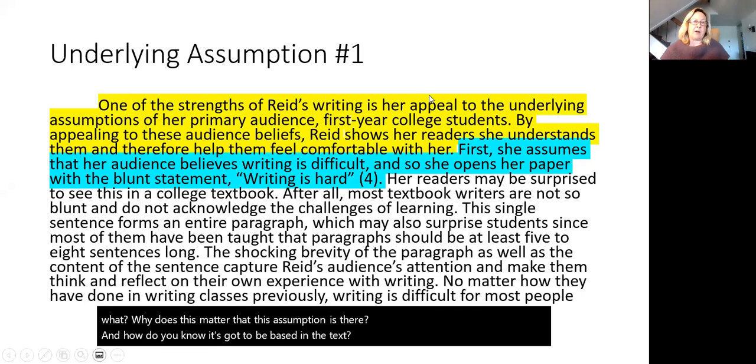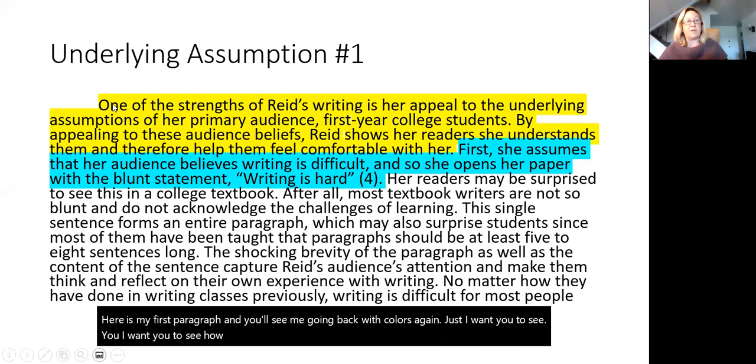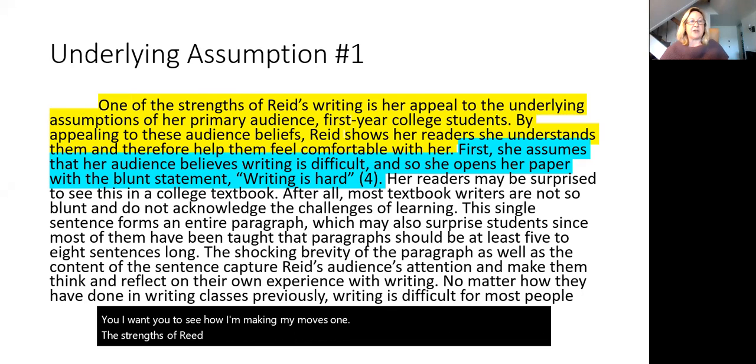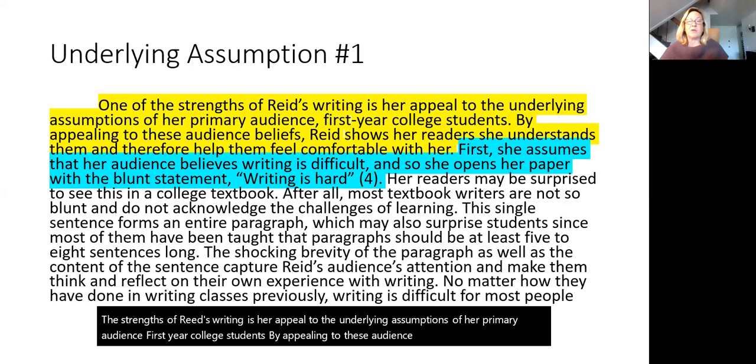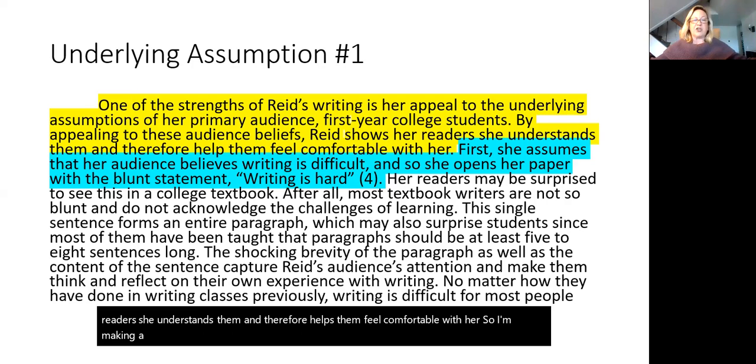Here is my first paragraph. And you'll see me going back with colors again. I want you to see how I'm making my moves. One of the strengths of Reid's writing is her appeal to the underlying assumptions of her primary audience, first-year college students. By appealing to these audience beliefs, Reid shows her readers she understands them and therefore helps them feel comfortable with her. So I'm making a claim about what she's doing.